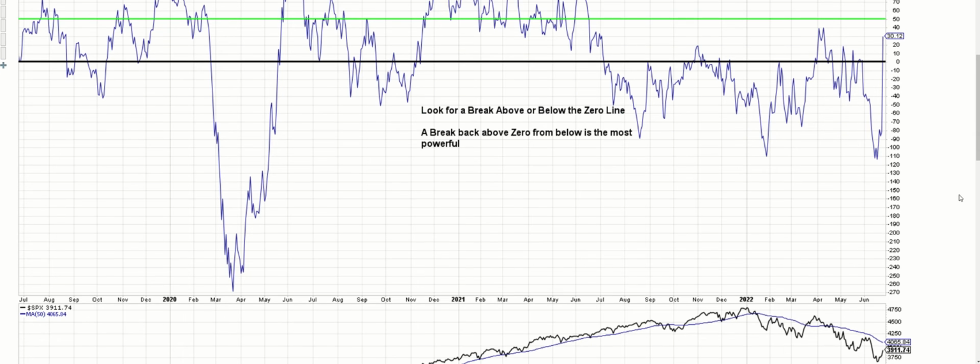Okay, that's just another way of looking at the volume. Let's check the volume out again. That's for the New York Stock Exchange, right? That was the New York Stock Exchange.